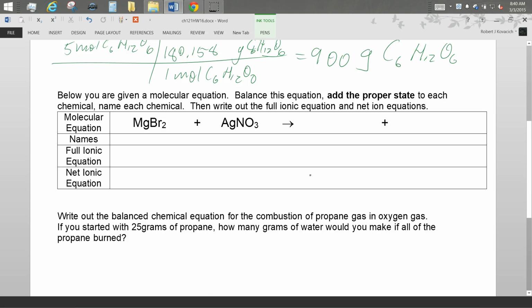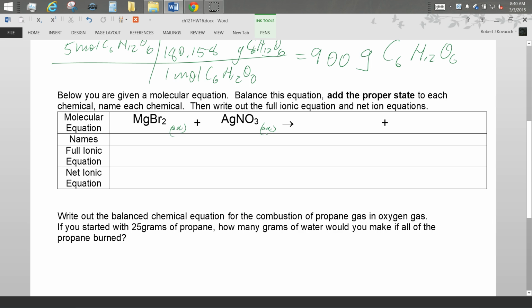All right, so we want states. I want the finished balanced chemical equation here. So what happens if I take these two things? So both of these are what kind of compounds? Ionic. They're both salts, right? So if I want two salts to react with each other, what state do they need to be in? They need to be aqueous. They need to be already dissolved. So these guys are aqueous.